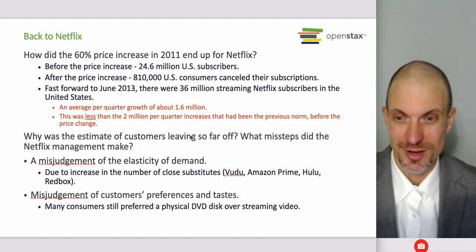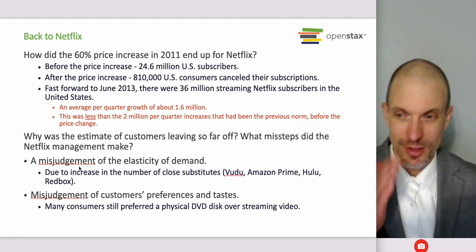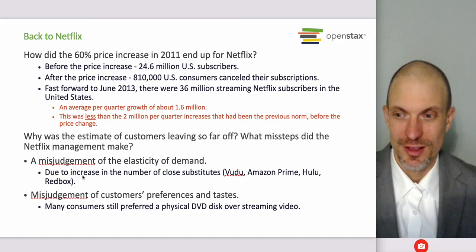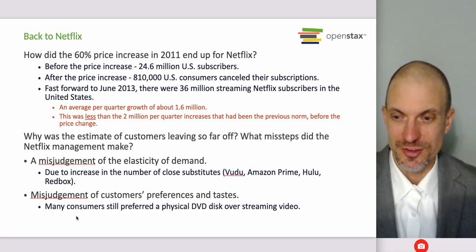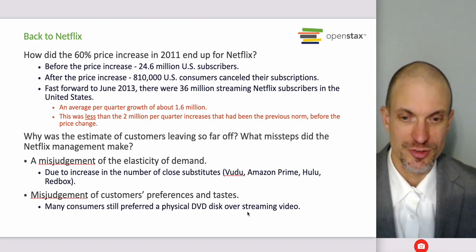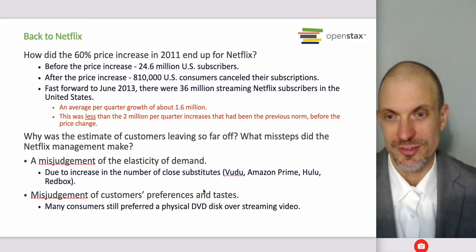So why was the estimate of customers leaving so far off? What missteps did management make? Well, they misjudged elasticity of demand, due to the increase in the number of close substitutes, right? So people were willing to switch. Also a misjudgment of consumers' preferences and tastes. So maybe people still preferred the physical DVD over streaming back at that time.